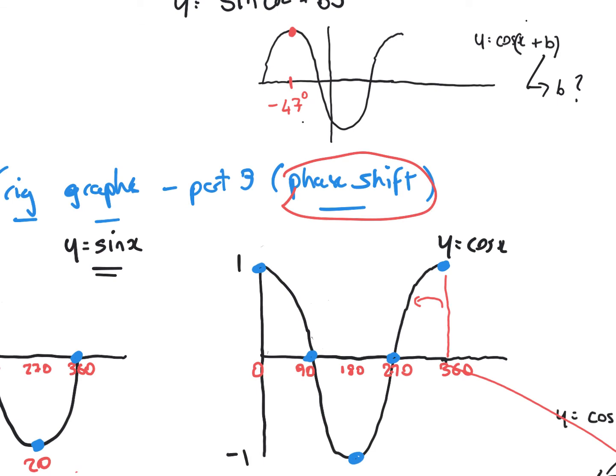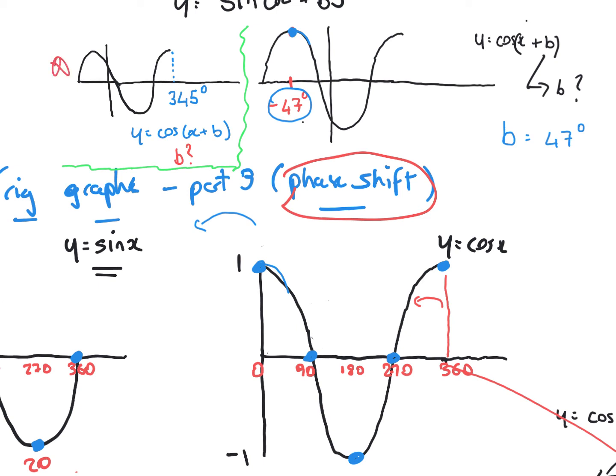Okay, so the curve should start and drop at 0. We can see that it starts and drops at minus 47. That means it's been pulled back by 47, pulled to the left by 47, so that's B equals positive 47. So remember, to the right, negative; to the left, positive.